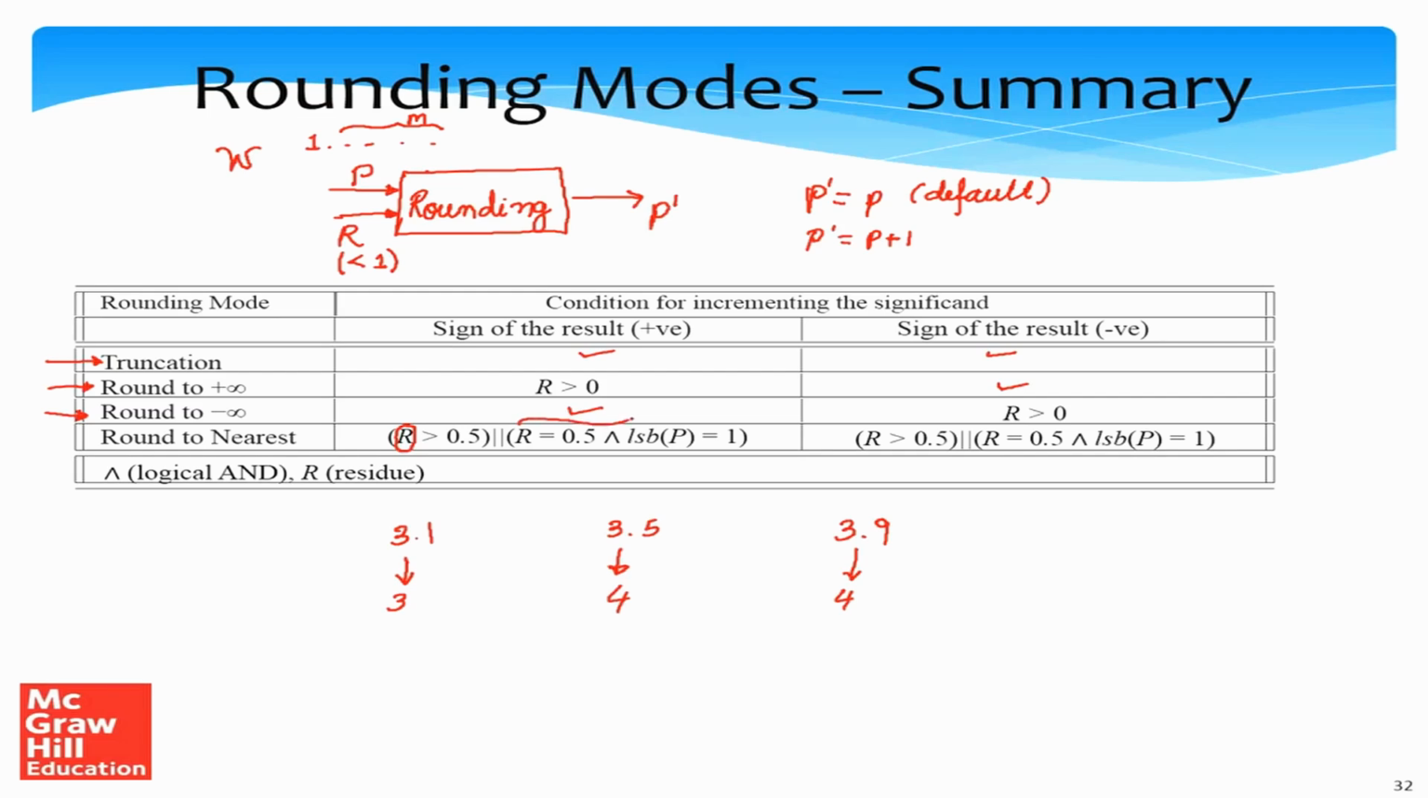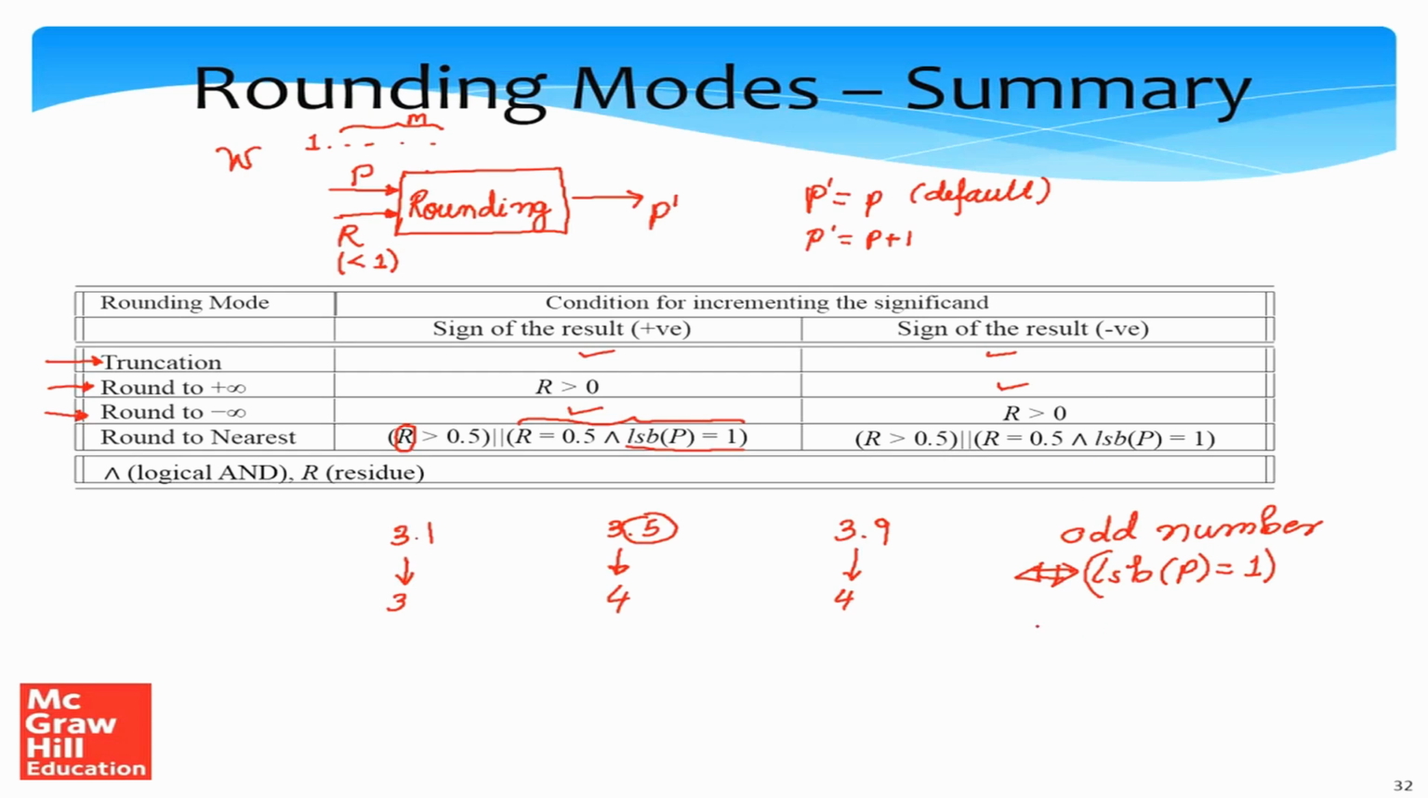Otherwise, I'll take a look at the other condition, which is that the residue should be equal to 0.5. So in this case, the residue is equal to 0.5, and the least significant bit of p, which is the significand, is 1. So what this basically means is that p is an odd number. An odd number implies, and it's also implied back, that the least significant bit of that number, in this case p, is equal to 1 in binary.